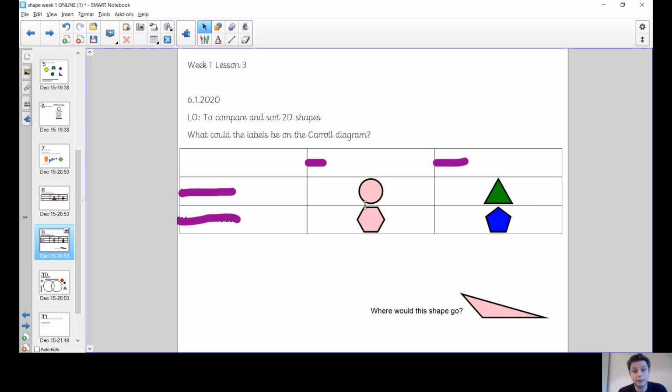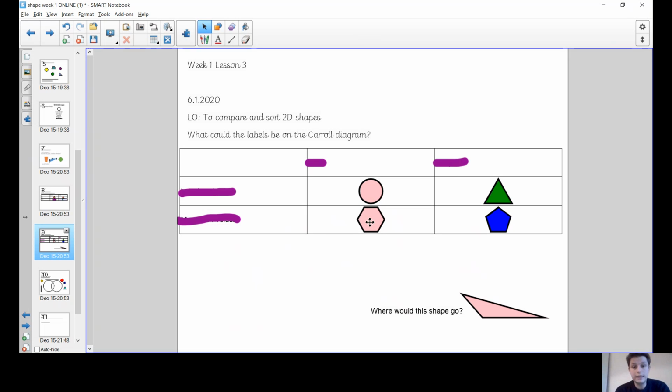Now the shapes here have mostly already been sorted for you. What you need to have a go at is figuring out what these different categories might be on this Carroll diagram. So in a moment, pause the video and have a go. Think about, what do these two shapes have in common that would go up here? What do these two shapes have in common that would go over here? Working your way along, what do these two shapes have in common that would go here? And what do these two shapes, the hexagon and the pentagon, have in common that would go here? Pause the video and have a think.